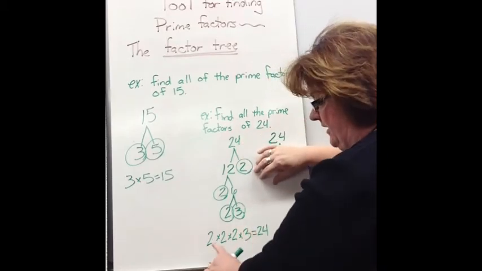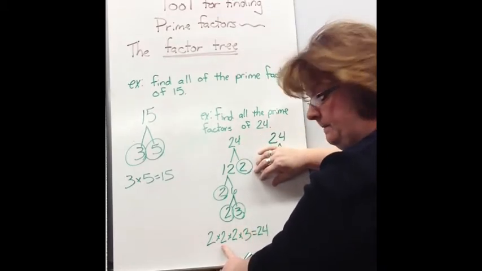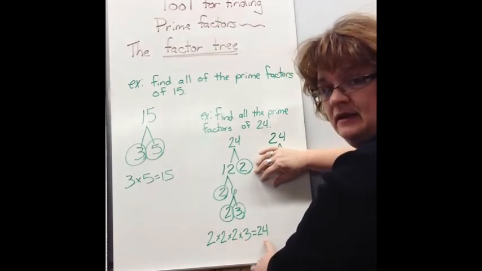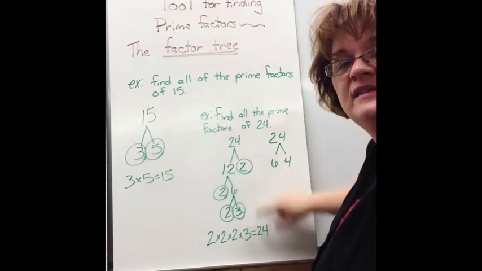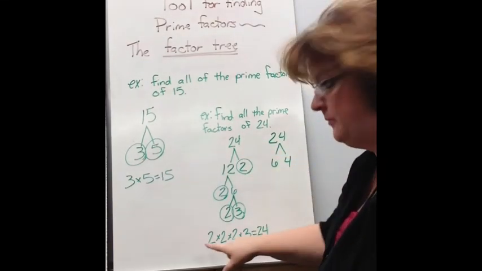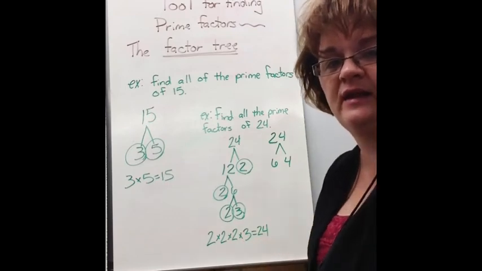Let's see if that's accurate. 2 times 2 is 4. 4 times 2 is 8. 8 times 3 is indeed 24. So that is the equation for the number 24. All of them are prime numbers. That's how I know I've done the right thing.